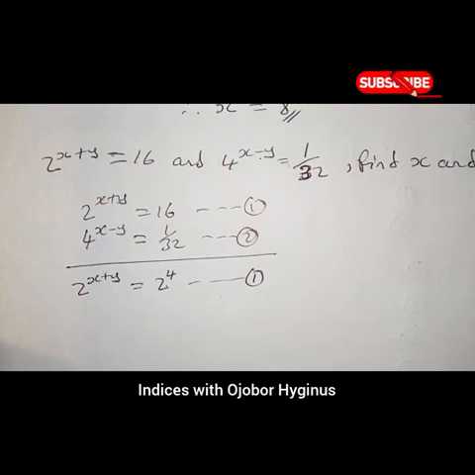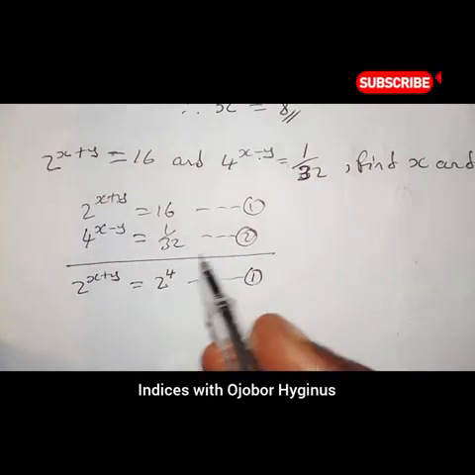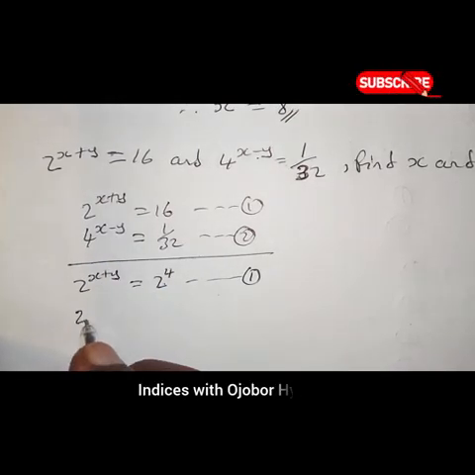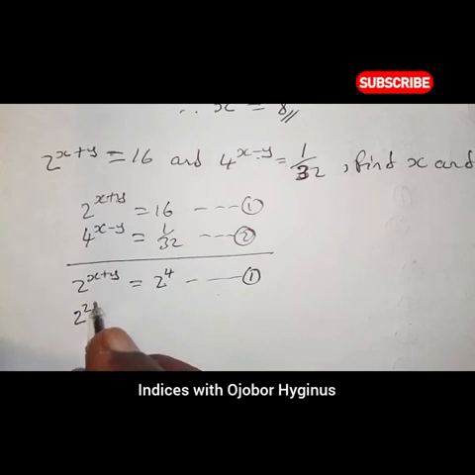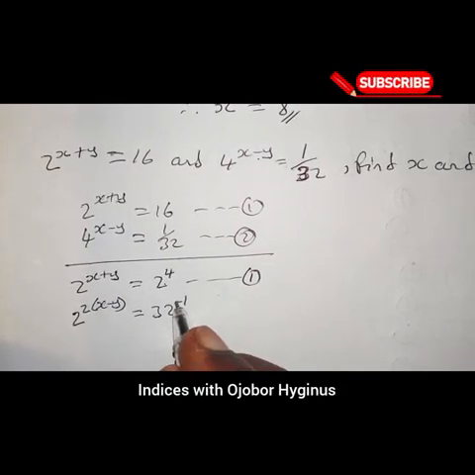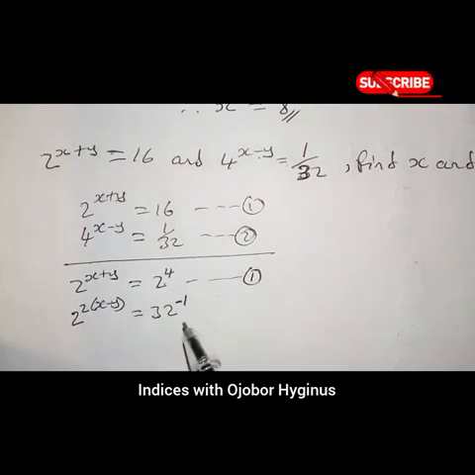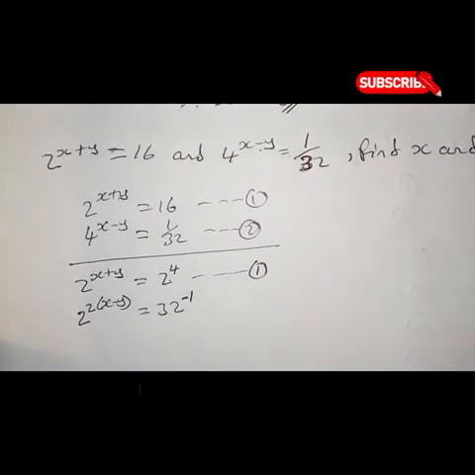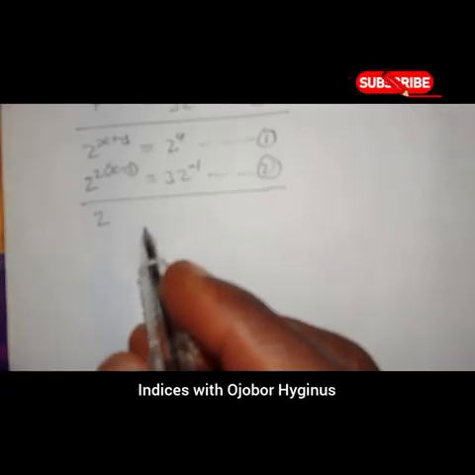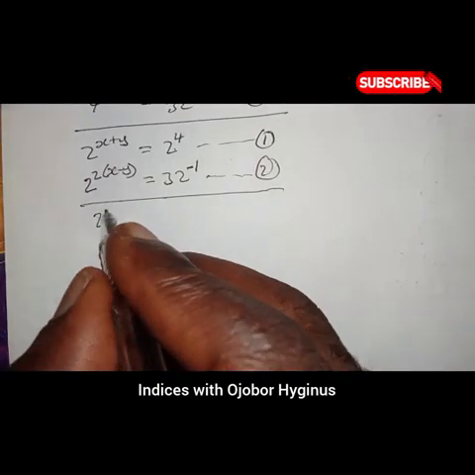Then you go to the second equation. 4 raised to the power x minus y can be reduced to 2 raised to the power 2, since 2 squared is 4. So we have 2 raised to the power 2 into x minus y is equal to 32 raised to the power minus 1. From the law of indices, 1 over 32 can be written as 32 raised to the power minus 1, the inverse. Simplifying further, equation 1 is already done, so we can leave it that way.